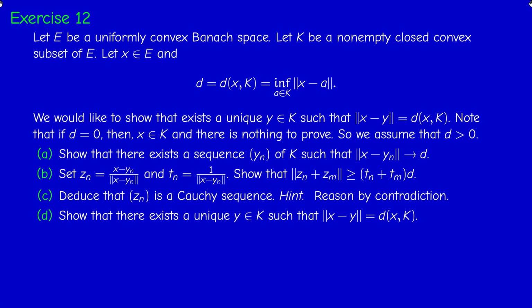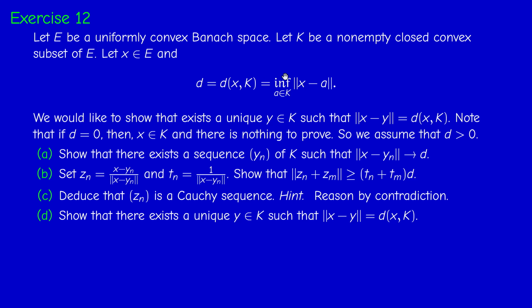So recall that if you have a Hilbert space E and you have a non-empty closed convex subset K, and you define the distance between a point X in E and K in the usual way, as the infimum of the distances between X and points in K, then there exists a unique Y where the infimum is achieved.